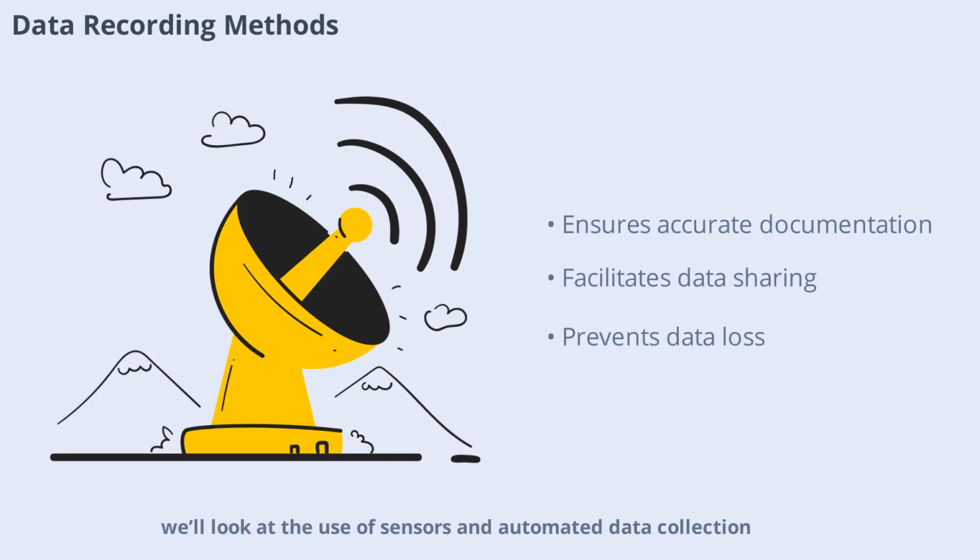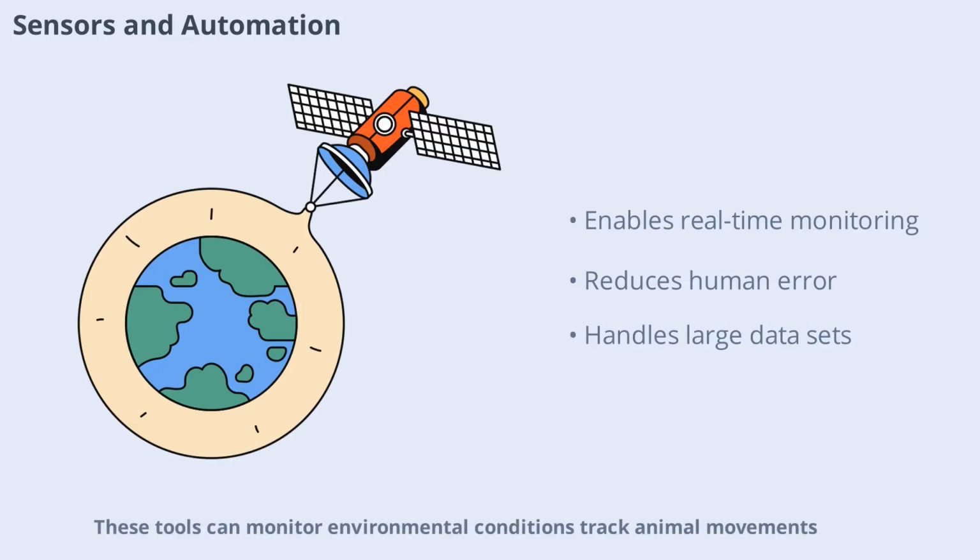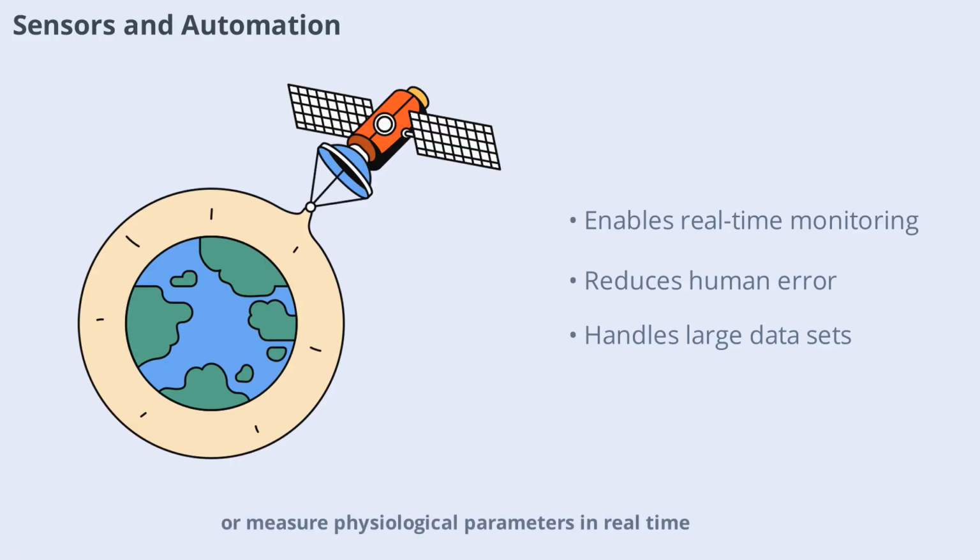Next, we'll look at the use of sensors and automated data collection. Modern biological research often relies on sensors and automated systems to collect data. These tools can monitor environmental conditions, track animal movements, or measure physiological parameters in real time. Automation reduces human error and allows for continuous data collection over long periods. Examples include weather stations, GPS collars, and automated blood analyzers. The data generated is often large and complex, requiring advanced software for analysis.